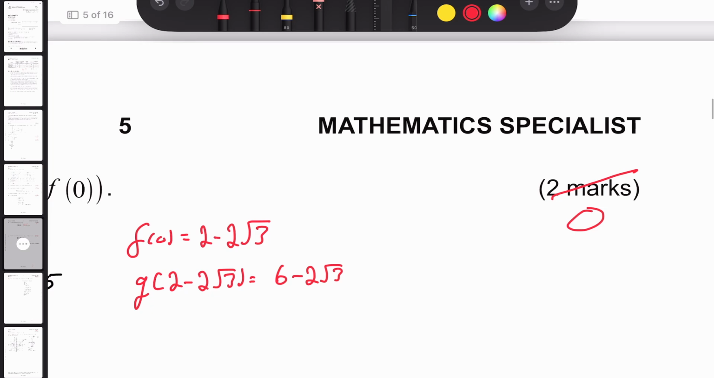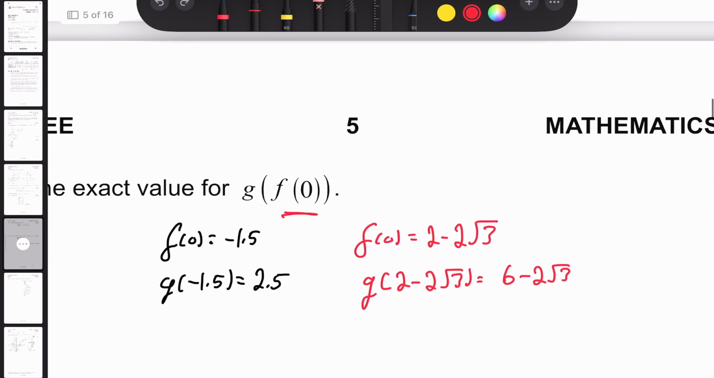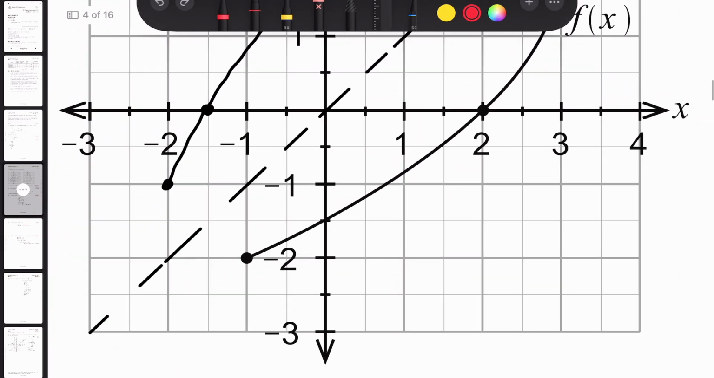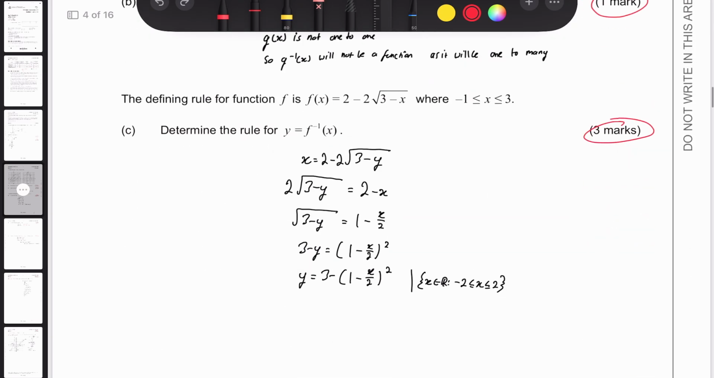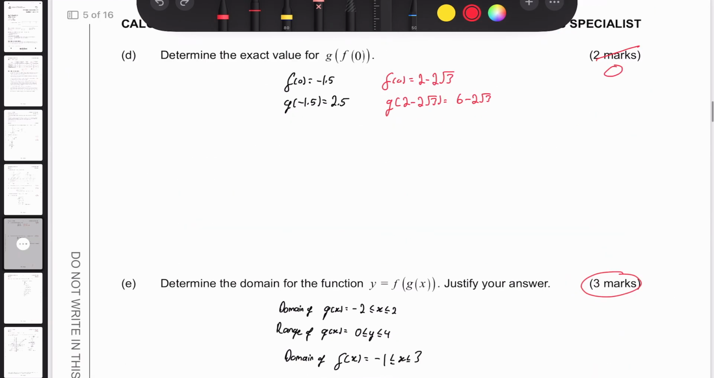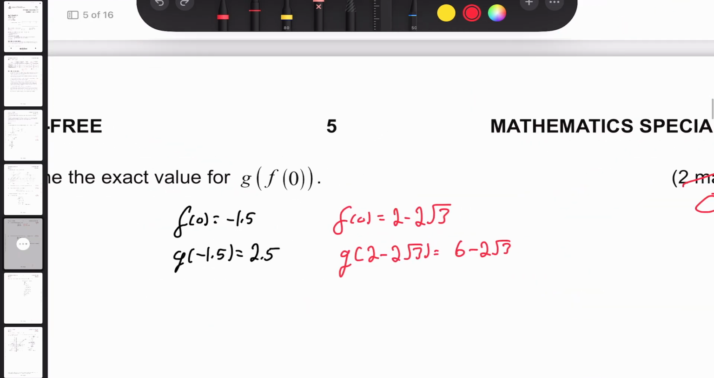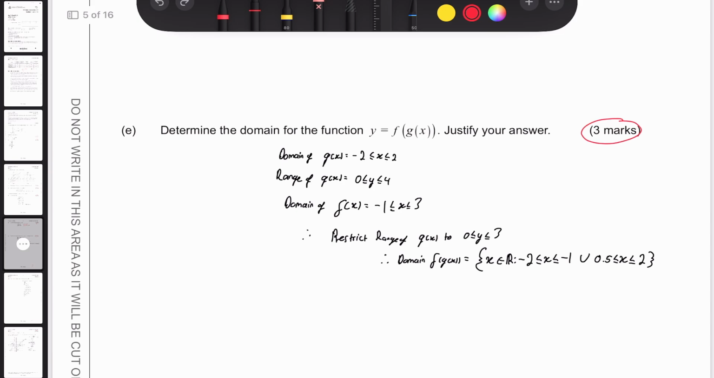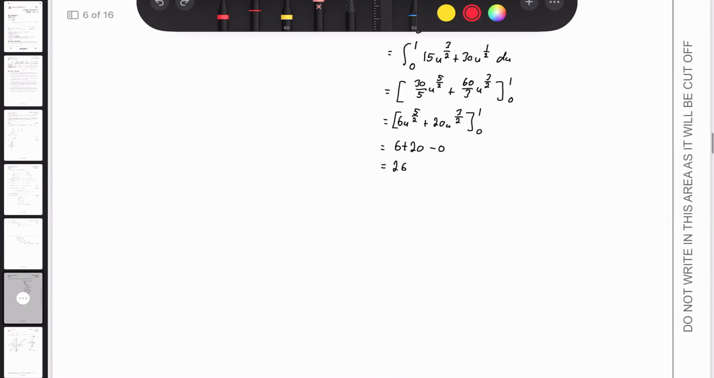Here we lost 2 marks because, I mean, this was just very silly. F of 0 is not just 1.5, negative 1.5. Even though that's exactly what it looks like on the graph, you had to sub in 0 for there, so it would be 2 minus 2 square root of 3, which is negative 1.464. So yeah, I just got that wrong. And then determine the domain for function. That's all good.